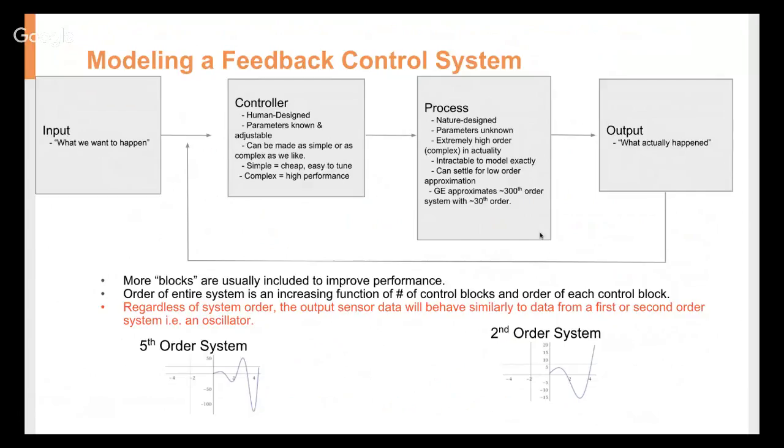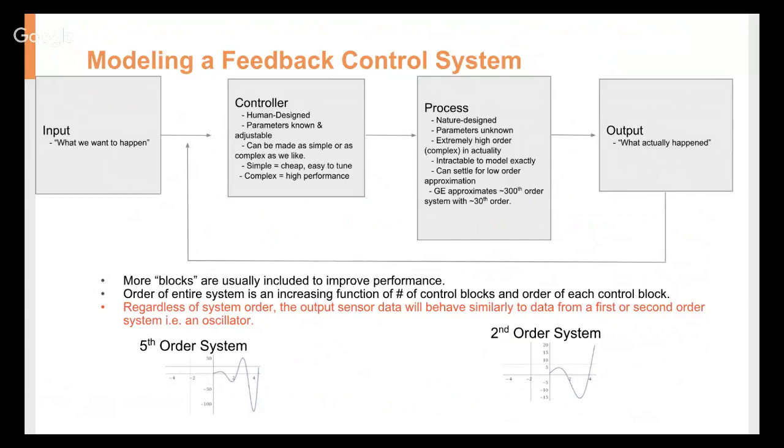And you can add more blocks to this, right? There's a control block, there's a process block. You can add blocks that account for disturbances. You can add blocks that account for all different types of things. And in practice, they have many more blocks than just a controller block and the process block. The order of the entire system is an increasing function of the number of these blocks and the order of each block. And once you have all your blocks, you can actually derive a transfer function, which essentially encodes all the blocks together and gives you a single Laplace domain relationship between the input and the output, just a combination of all the blocks you have in your system.